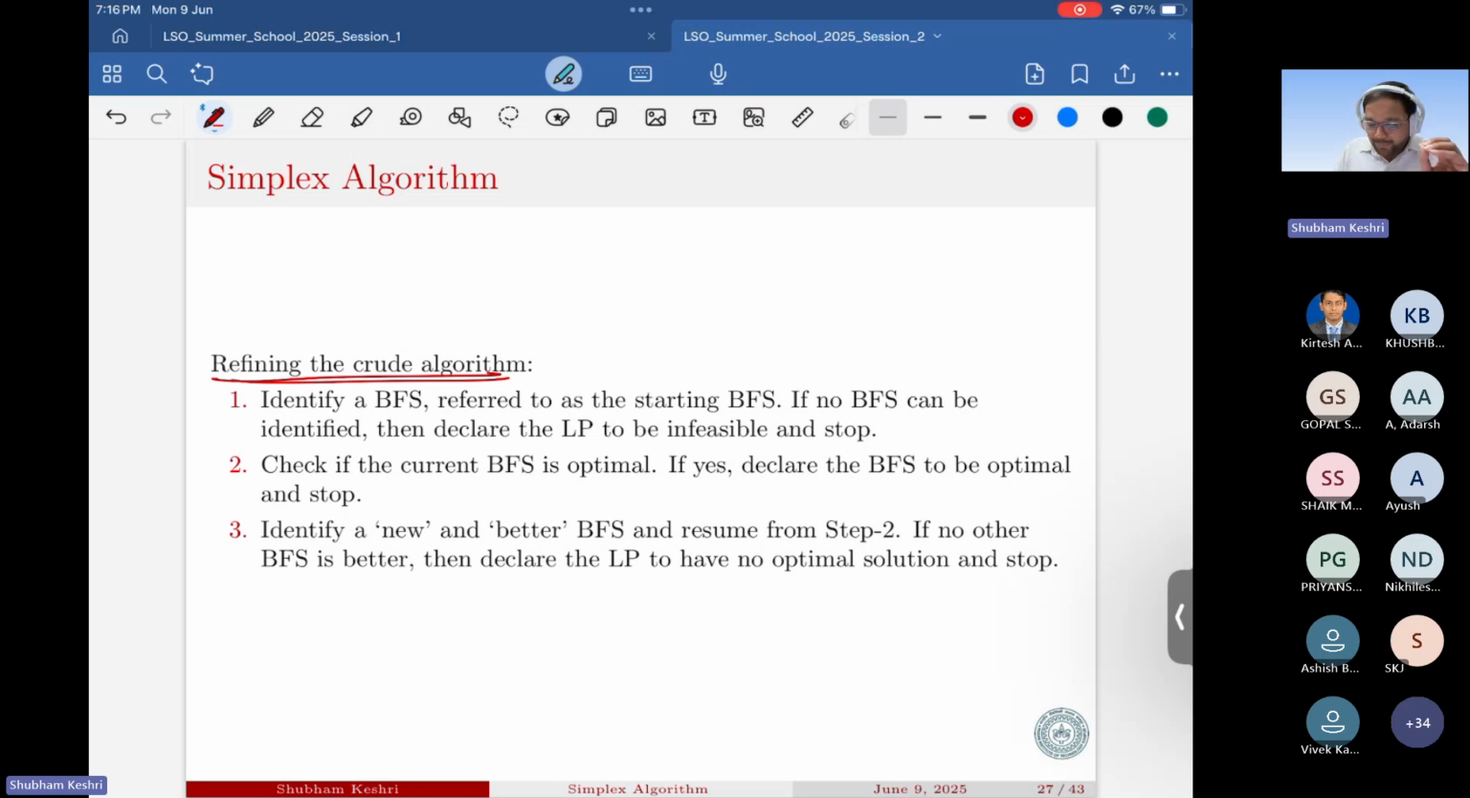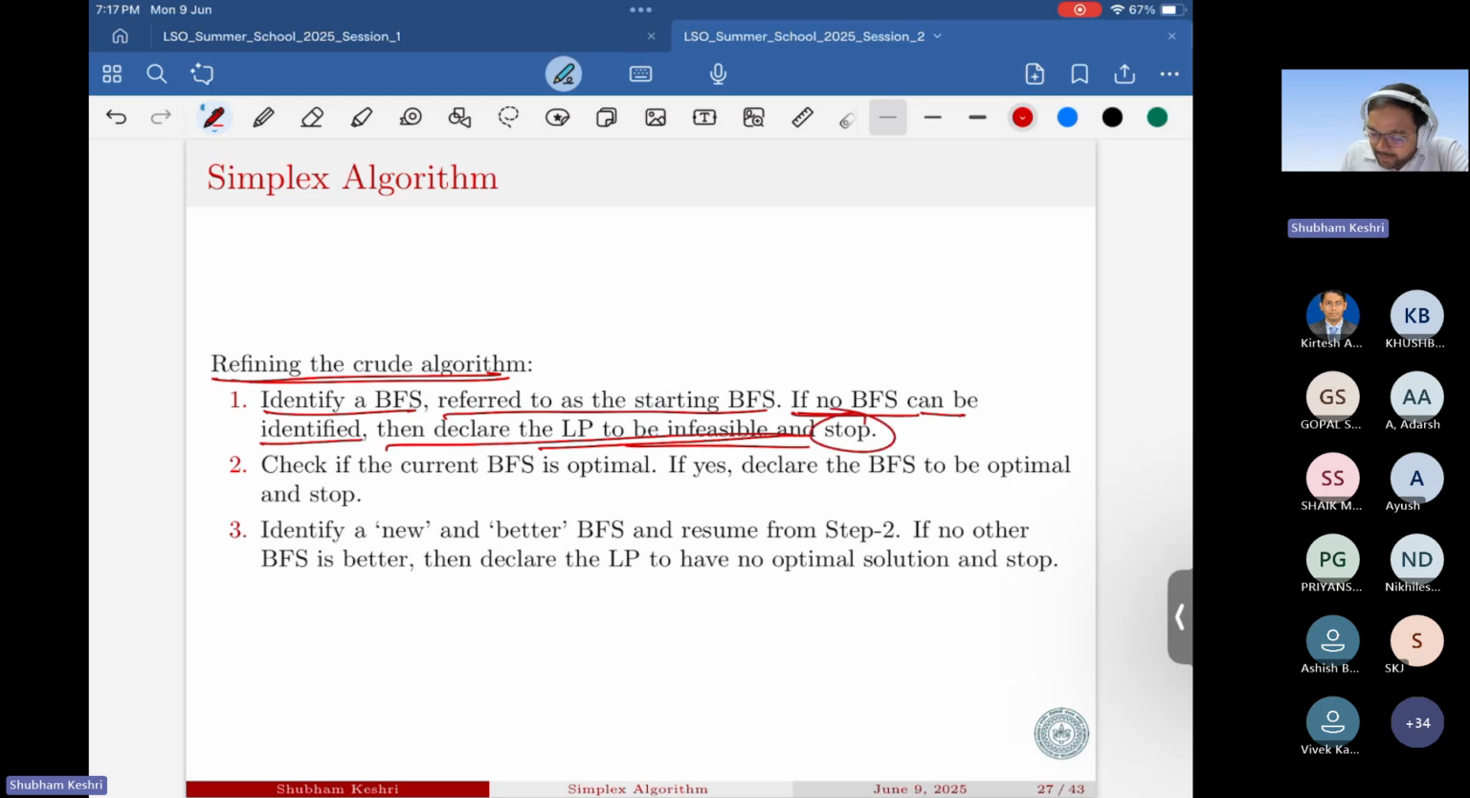So what will we do? We will work on the simplex framework I have given. What is the framework? Identify a basic feasible solution. Don't identify all. Just first identify one basic feasible solution, which is known as the starting basic feasible solution. I don't know how you will do it, but you have to have a starting basic feasible solution. If you don't have one, you will not be able to initiate simplex. If this basic feasible solution cannot be identified, then declare the LP to be infeasible. So if you're not able to find at least one basic feasible solution, declare the LP to be infeasible and stop.